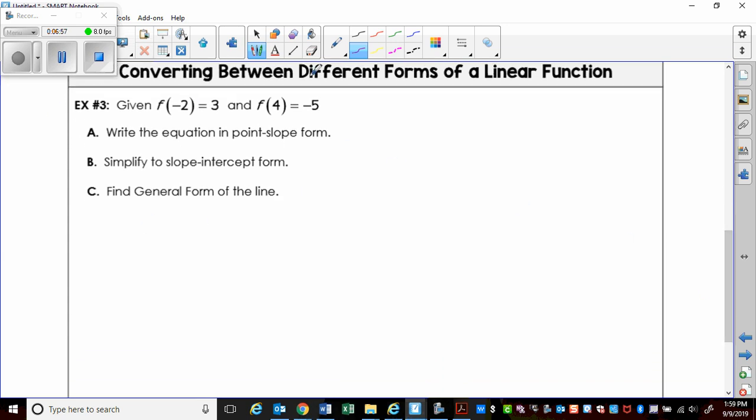I'm going to go ahead and skip this one. They're just asking you to do the same thing and then put them into the different forms.